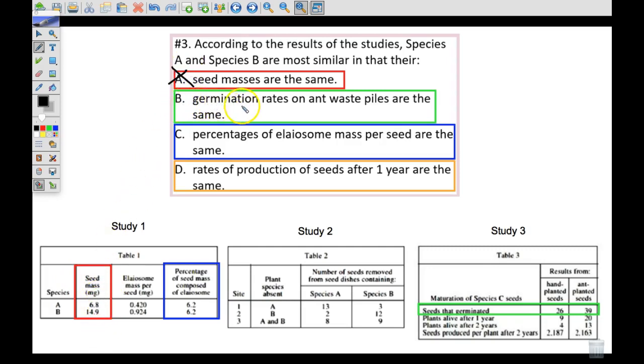B, germination rates on ant waste piles are the same. That's all the way in study number 3. So seeds that germinated, these numbers are also not the same. So B is not an option. The percentages of elaeosome mass per seed are the same. That's back in study number 1. And those 2 values are the same. So this is an option for us. And then D says rates of production of seeds after 1 year are the same. This actually isn't in any data table. This is seeds produced per plant after 2 years, and they're different anyways, so D is not an option, so C is the correct answer for number 3.